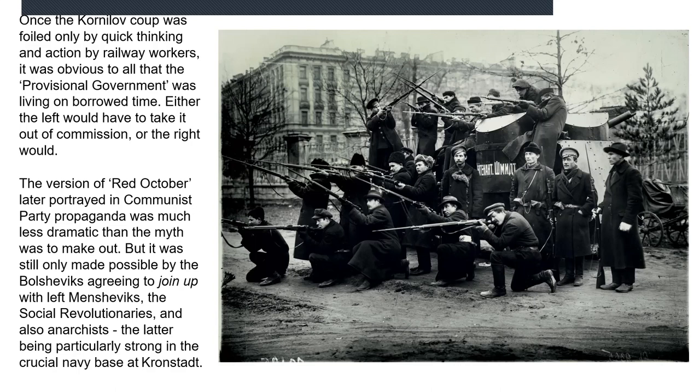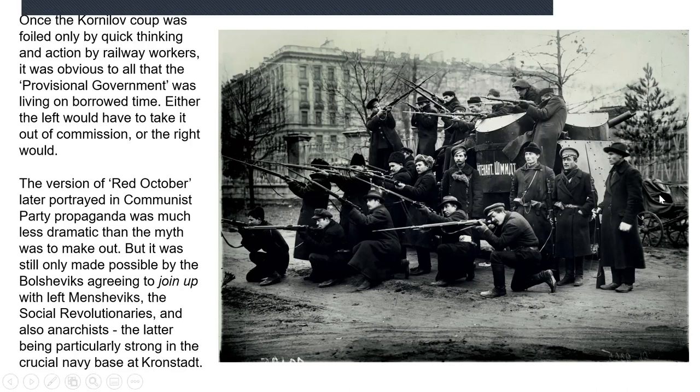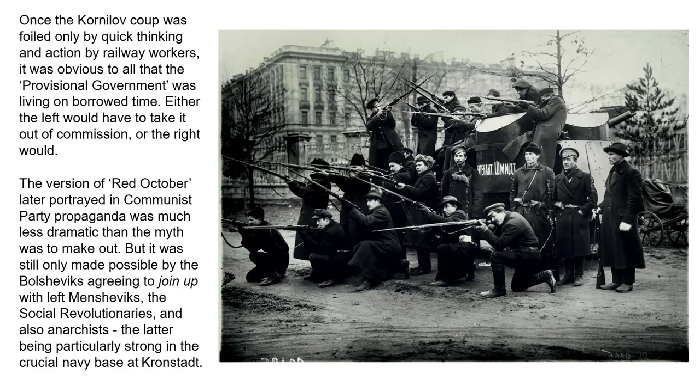And it was obvious, despite the rather anticlimactic end of the Kornilov coup, they just basically couldn't get into Petrograd. It's obvious to everybody now that the provisional government is living on borrowed time. Either the left is going to have to take it out of commission, or the right will. So its days are numbered as far as everybody in Russia is concerned. They can see the writing on the wall. So Red October happens. So that's the October Revolution. That's October 1917.